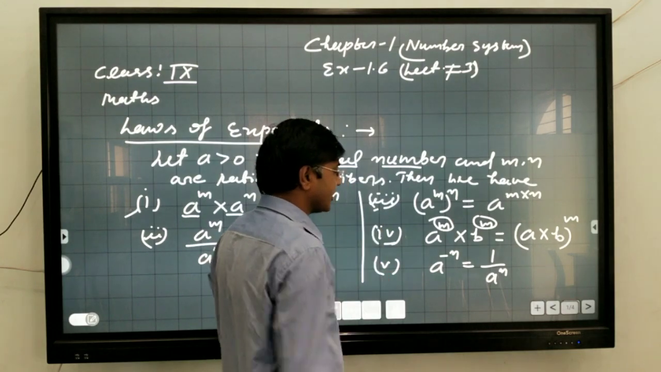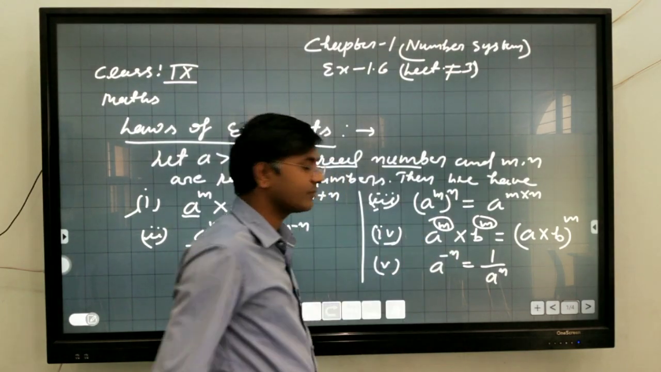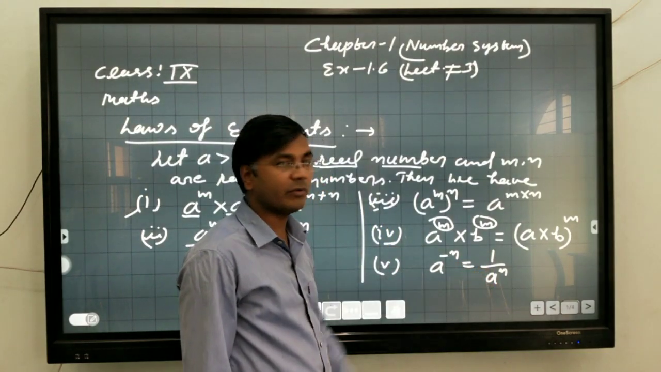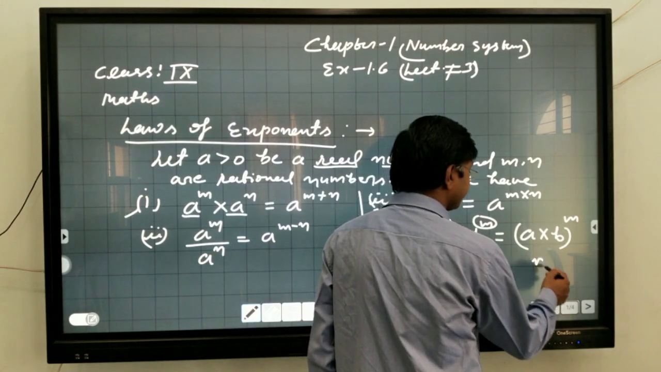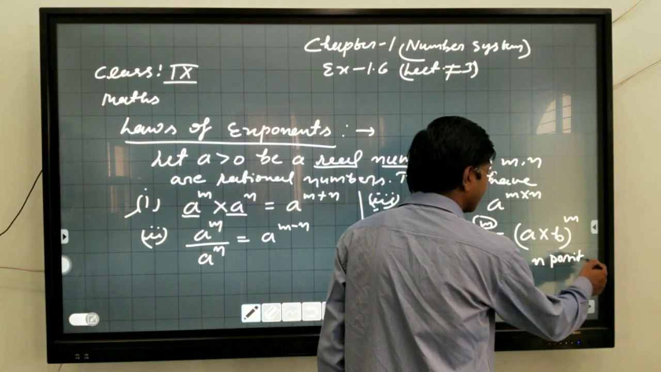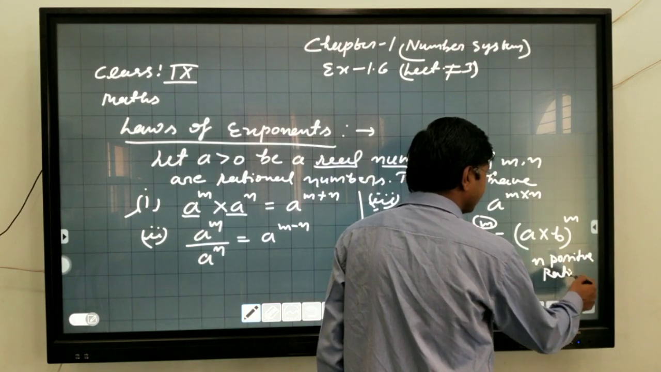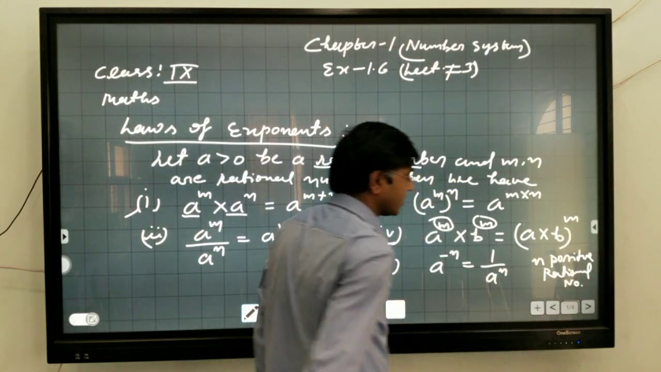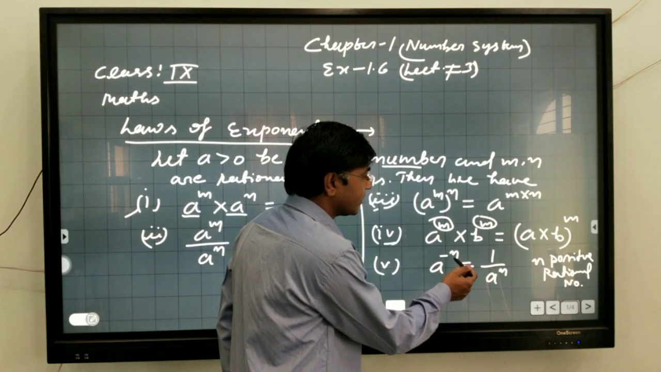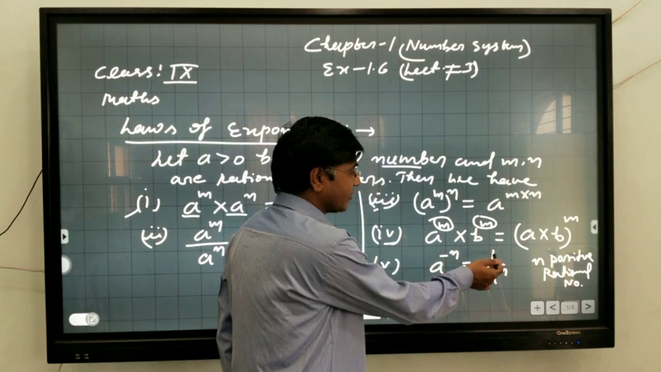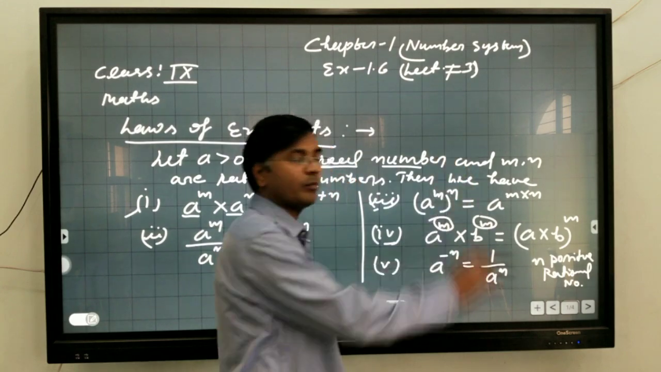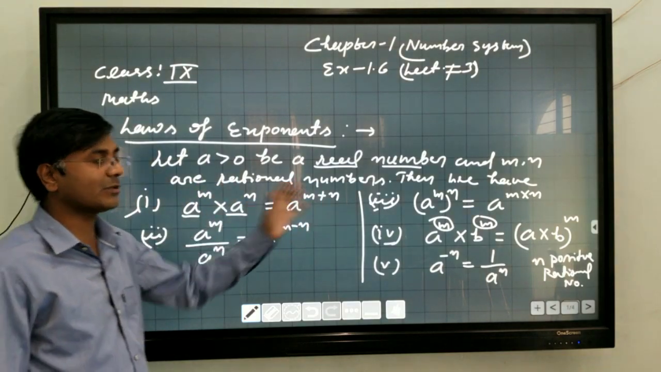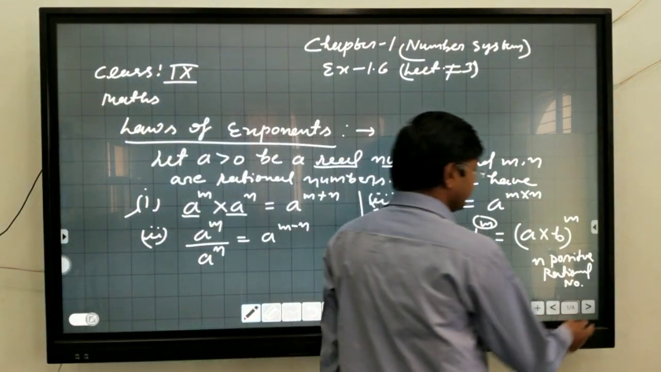Now the fifth rule states a raised to the power minus n, where n is any rational number. This will be 1 upon a raised to the power n. Here n is a positive rational number, because negative numbers are also rational numbers, so the restriction is that n is a positive rational number. So a to the power minus n will be 1 upon a to the power n, with the minus converted into positive. Clear? This is called the laws of exponents. On the basis of all these properties we will be using them in the questions.